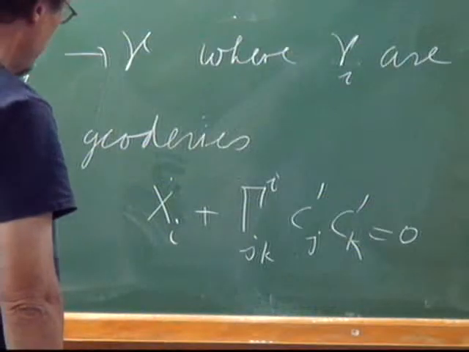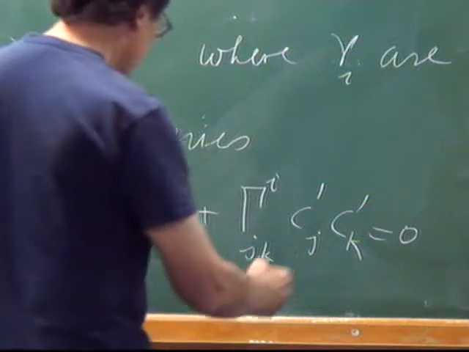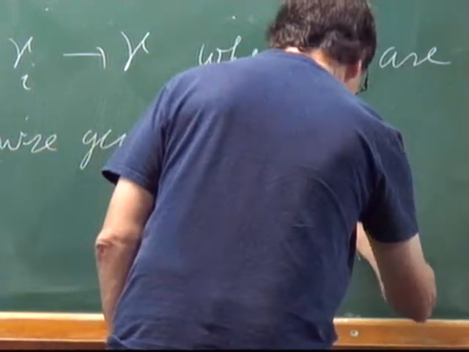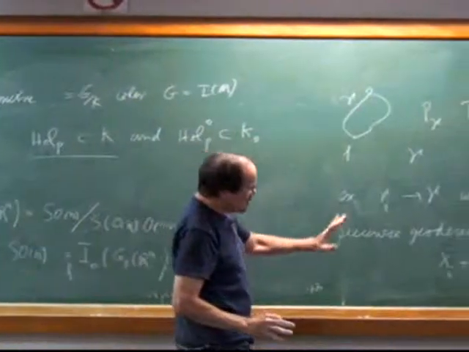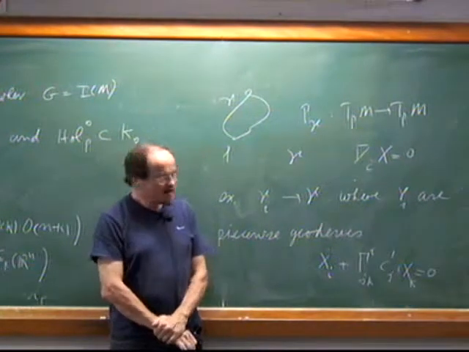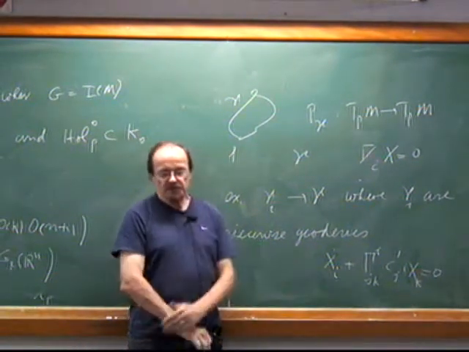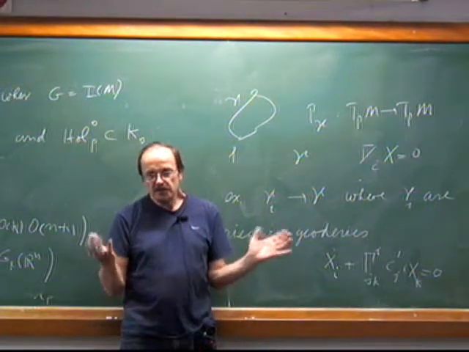I wrote down the equation for a geodesic. What does it mean for a vector field to be parallel? It's probably something like this. I think that's what it is. Anyway, there's some differential equation which I can write in local coordinates. And it's given by Christoffel symbols. Christoffel symbols are continuous, they're smooth.